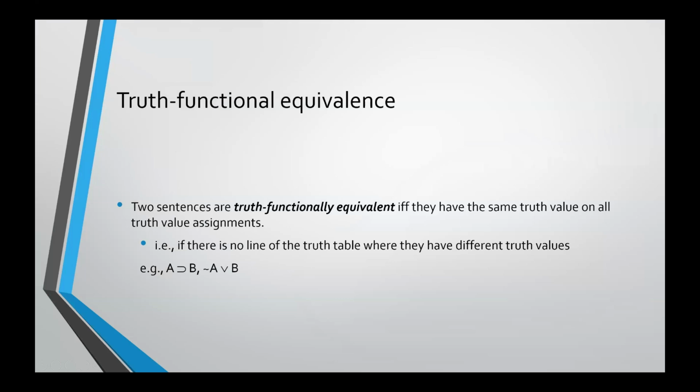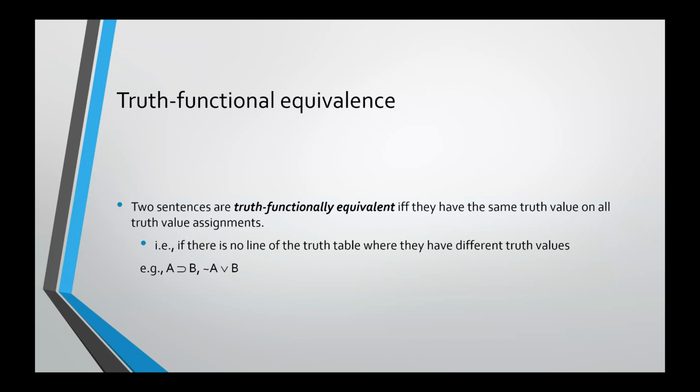In this video, we'll start using the generator to investigate the properties of multiple sentences at a time. So we'll start with truth functional equivalence. Two sentences are truth functionally equivalent if and only if they have the same truth value on all truth value assignments. So this is the SL version of logical equivalence, right? You have this sort of vague notion of logical equivalence, and then we make it precise in SL by defining it precisely in terms of truth value assignments.